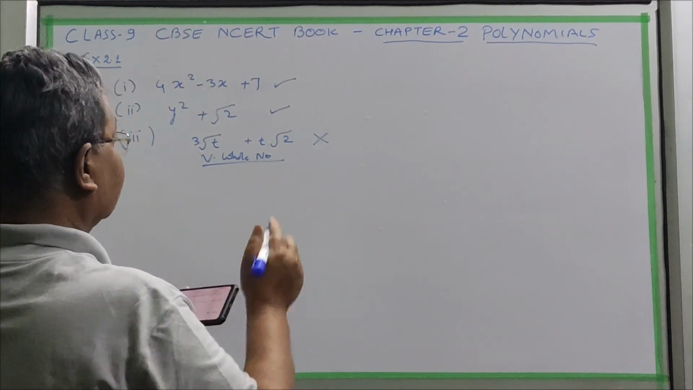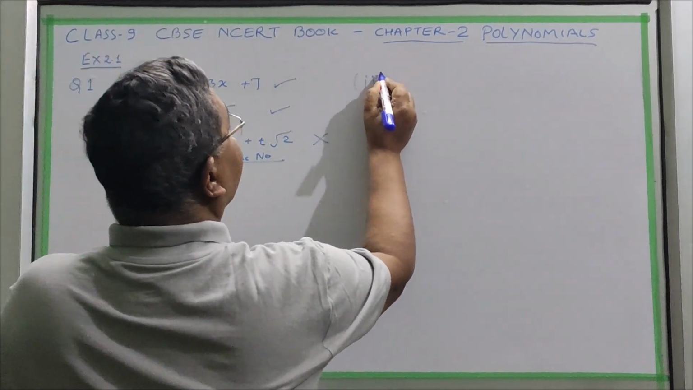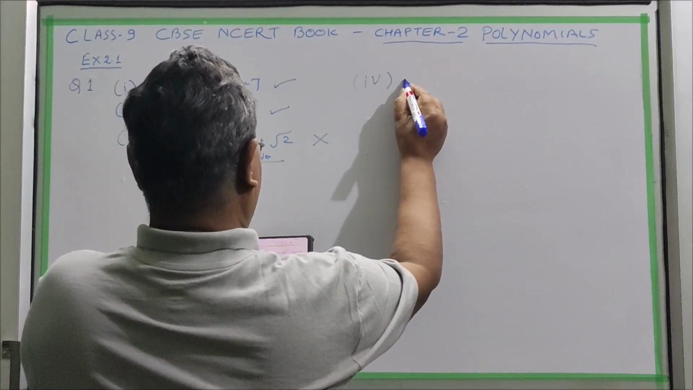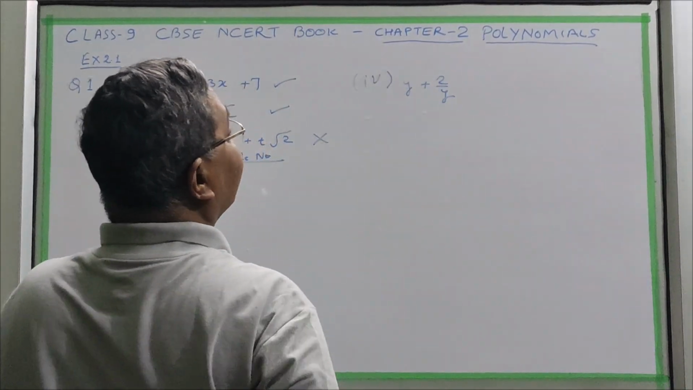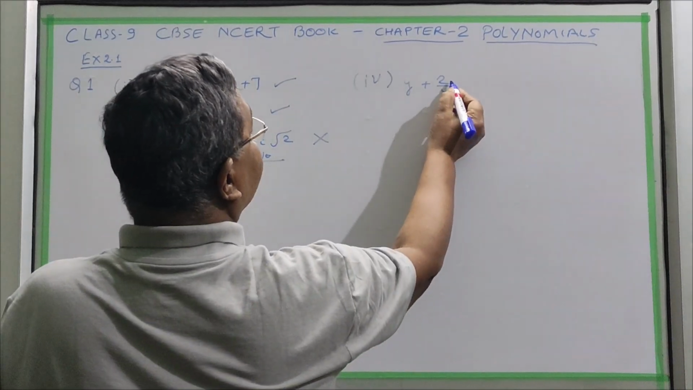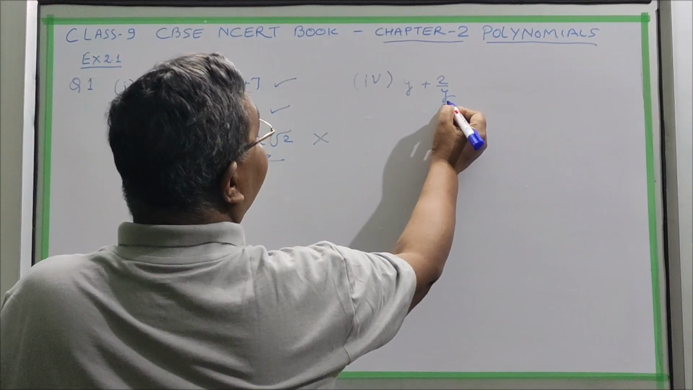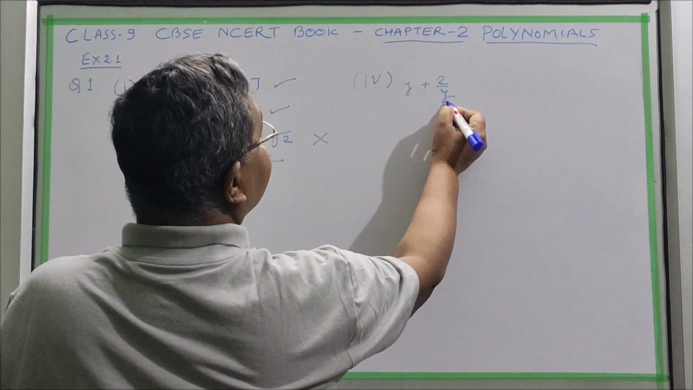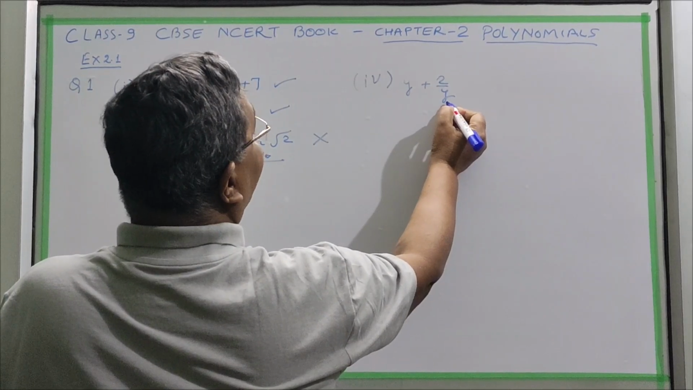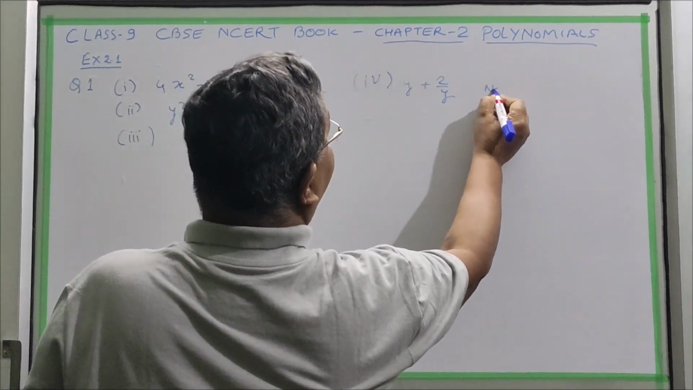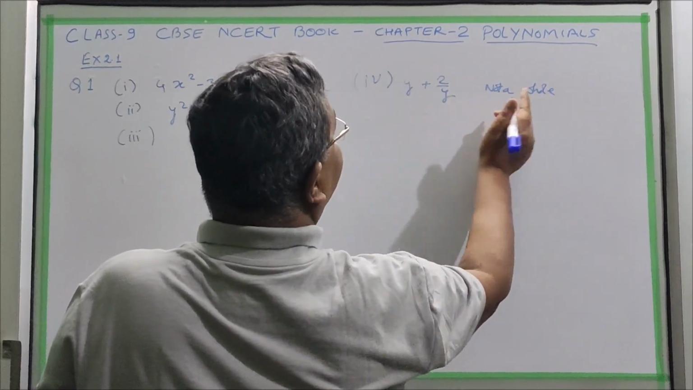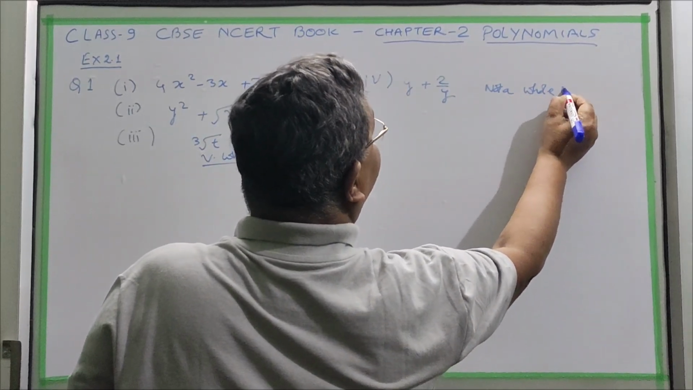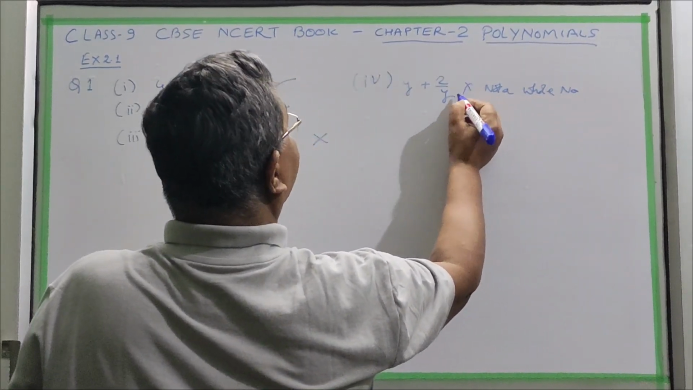Then fourth is y plus 2 upon y. Y plus 2 upon y. Here also y is not a whole number power. So that's why it is not a polynomial. The variable is one variable, but it is not a whole number power. So this is also not.